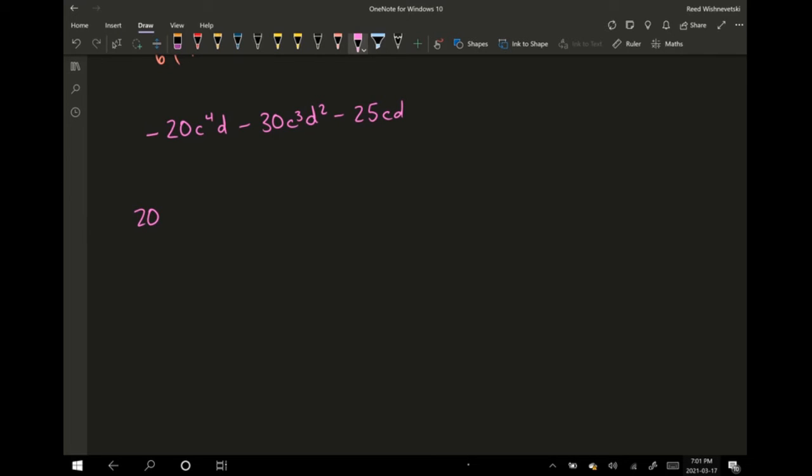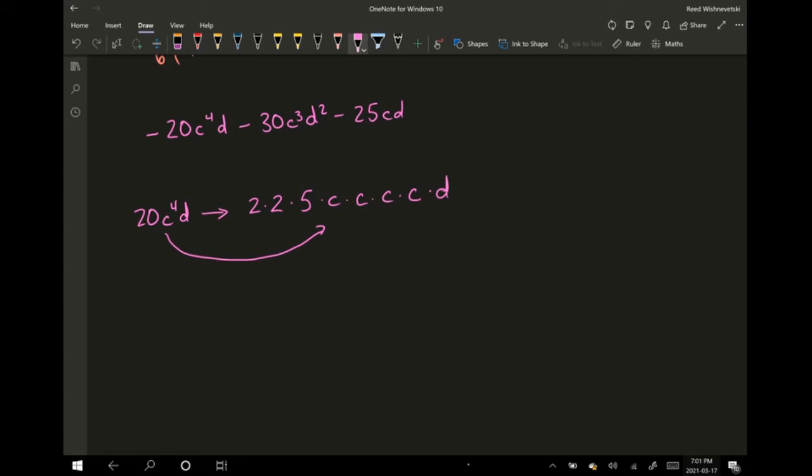So 20, we know that's 20c^4d. Let's remember here, 20 is going to be 2 times 2 times 5. Now this c to the power of 4, we can break up into c times c times c times c, and then all we have left over is that d on the end.